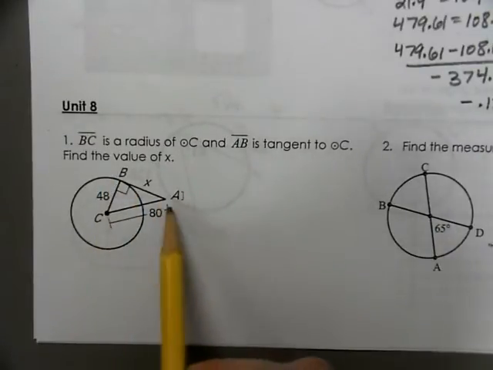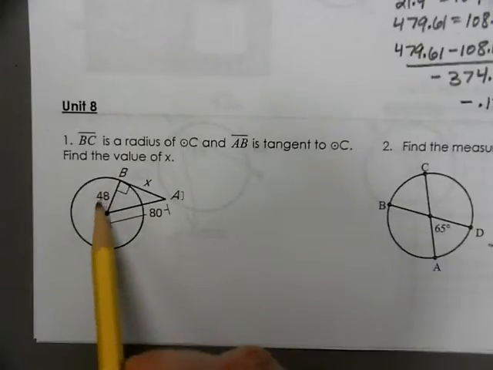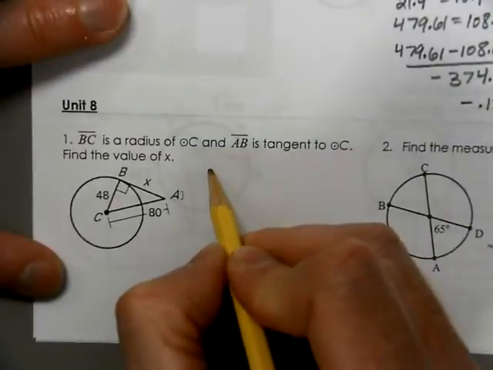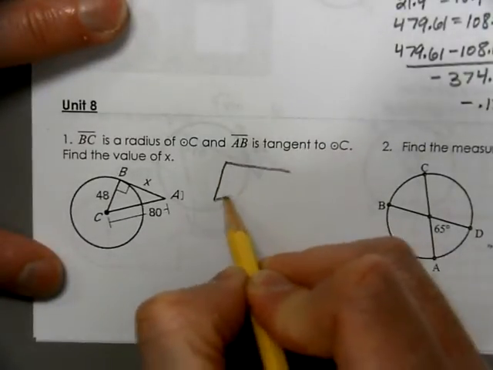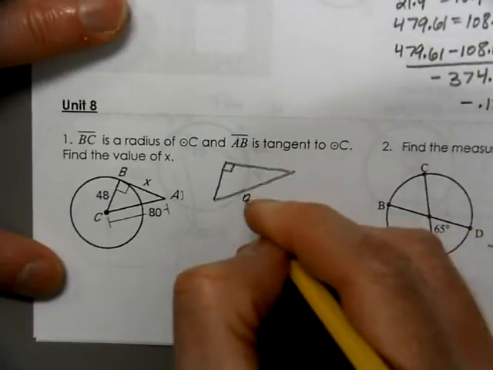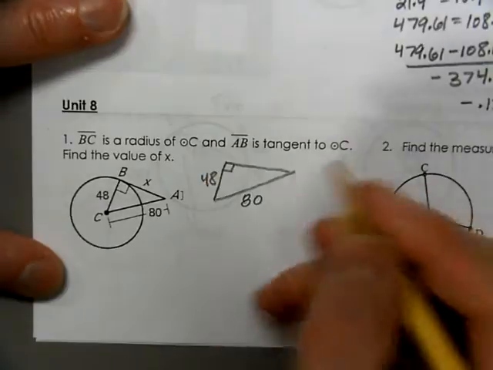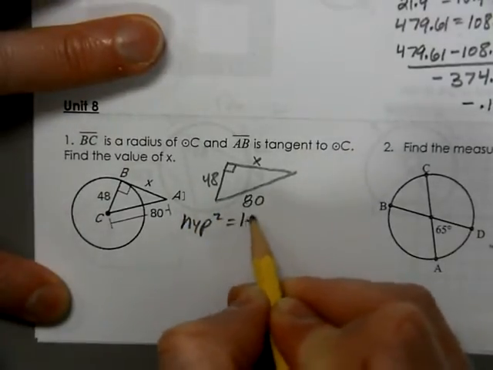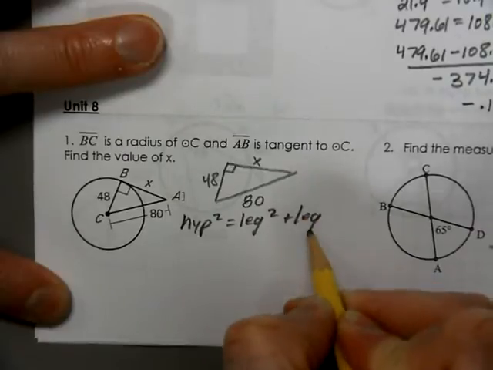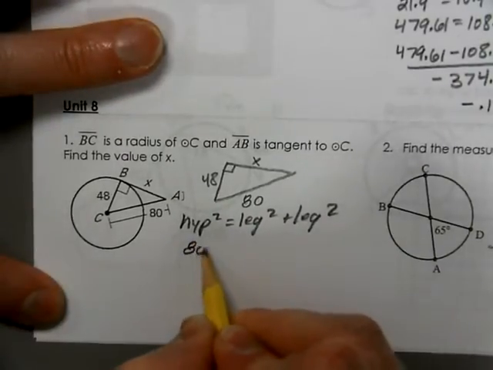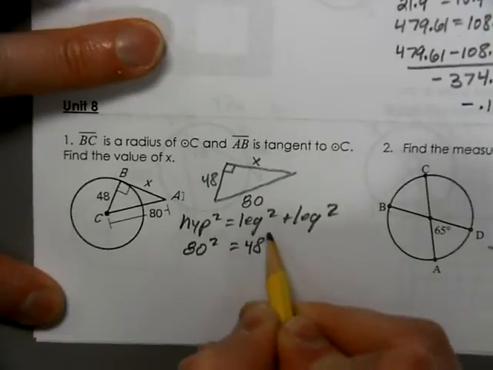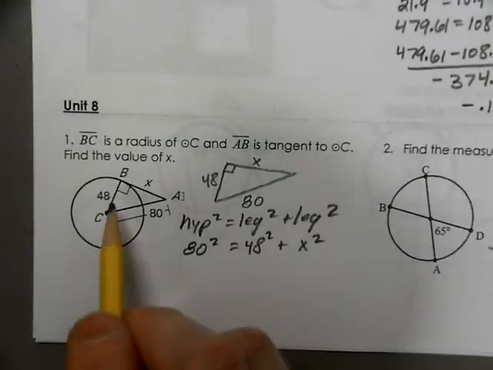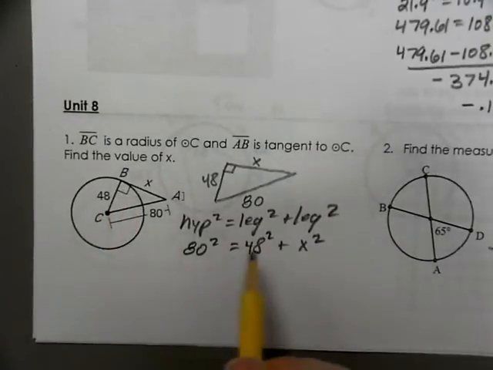Well, we know the whole length here is 80. The radius is 48. So this is just a right triangle with a length of 80, a length of 48, and an unknown. So we're going to use hypotenuse squared equals leg squared plus leg squared. 80 squared equals 48 squared plus the other leg unknown. The 80 is the hypotenuse. It's across from the 90. It has to be set up in this format.